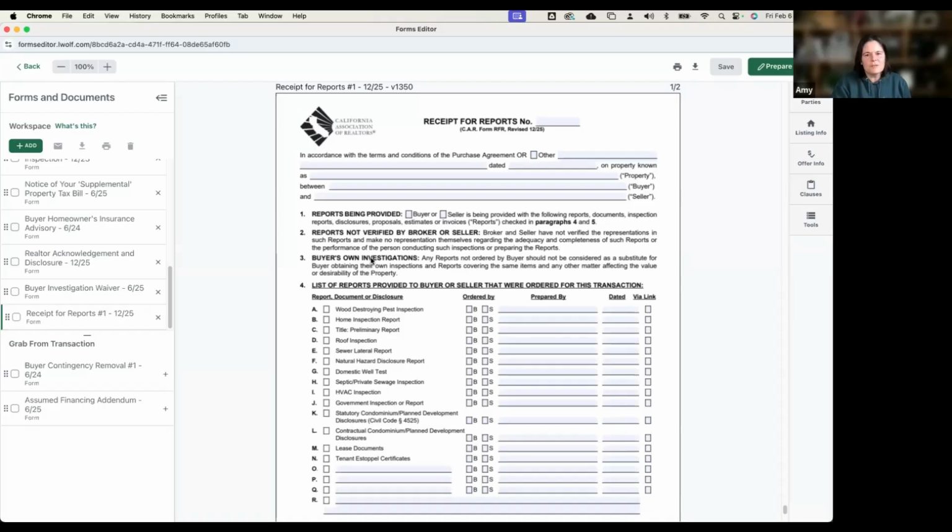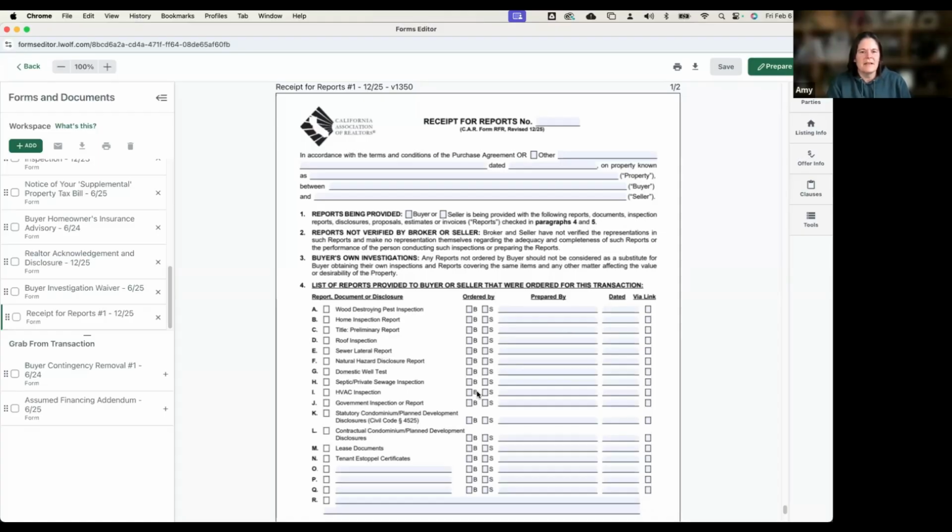Any reports not ordered by the buyer should not be considered as a substitute for buyer obtaining their own inspections, and reports covering the same items and any other matter affecting the value or desirability of the property, right? That's what Kara was talking about. Like if the seller orders a home inspection, we still recommend that they get another home inspection. And this is why right here, okay? A list of reports provided to buyer or seller that were ordered for this transaction. Were they ordered by the buyer or the seller?